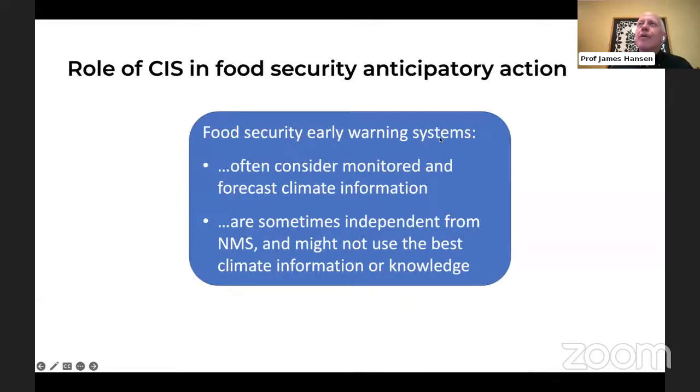These food security early warning systems sometimes involve the National Meteorological Services, but sometimes they're independent. When they don't involve the National Meteorological Service, you have to ask, and sometimes they fail to ask, are they using the best available climate information, the highest quality climate information? Are they taking advantage of the knowledge that's available within the country?